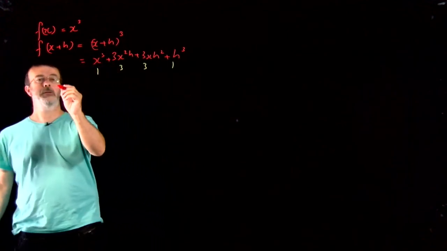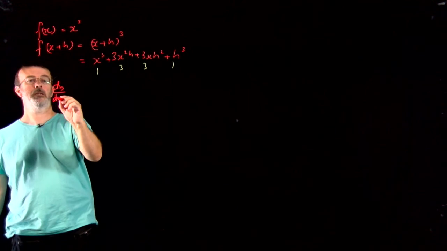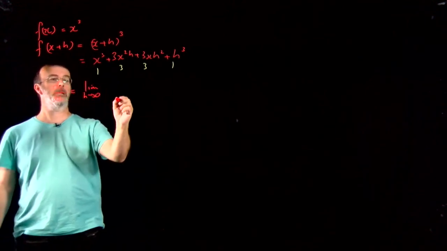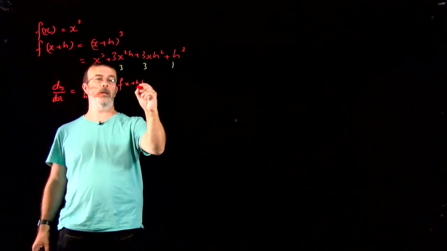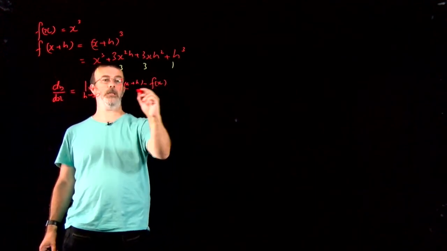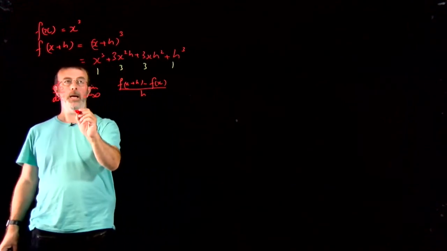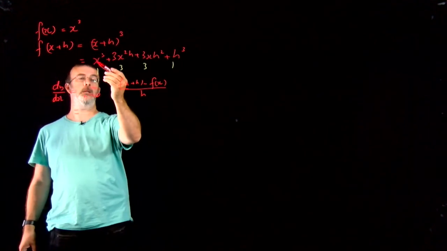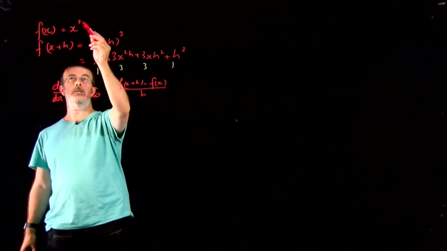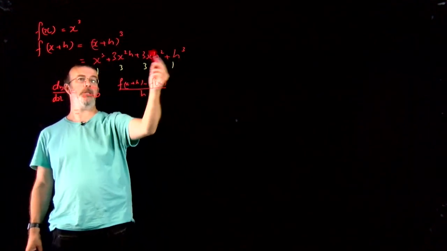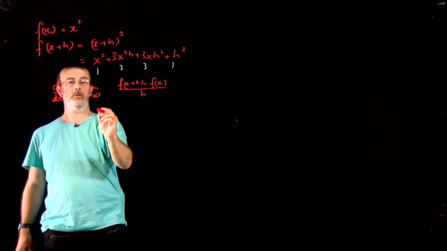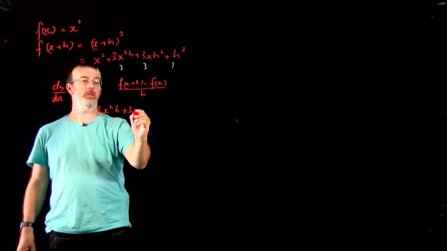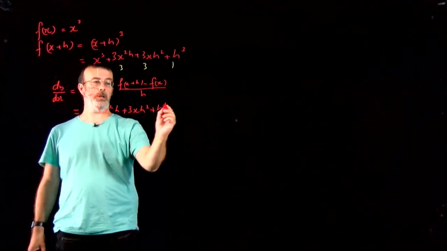Okay, so dy by dx is the limit as h tends to 0 of f of x plus h, take away f of x, divided by h. And we can see that if we subtract the x cubed, or the f of x, from the f of x plus h, the x cubed is going to disappear. So we have left over 3x squared h plus 3x h squared plus h cubed over h.